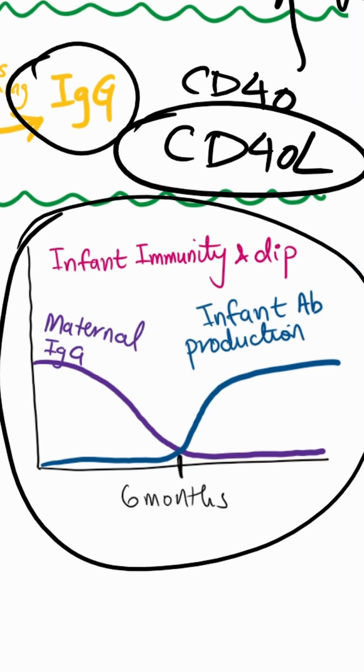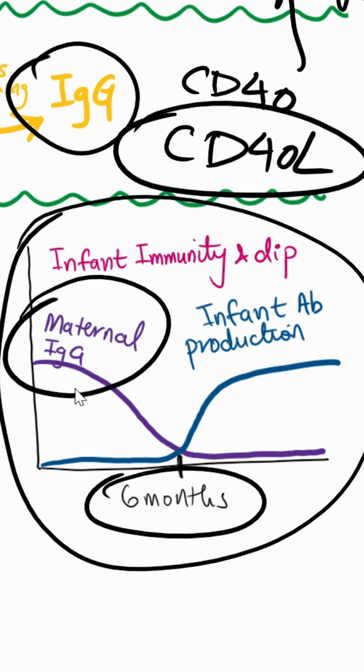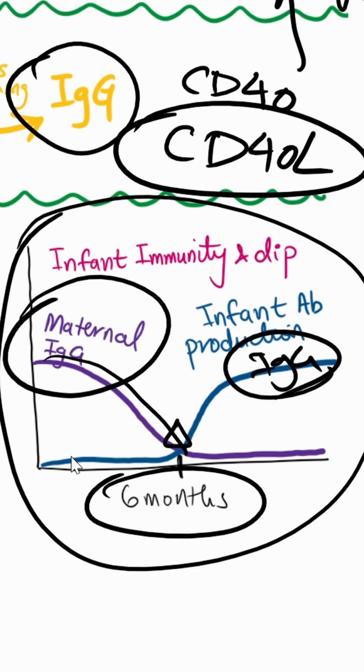This graph shows that when a child is born, it's got maternal IgG, and by the time we get to 6 months, this is going to dip. It's going to drop, and then the actual child's antibody production, so the IgG from the child's immune system, is going to start working after 6 months.